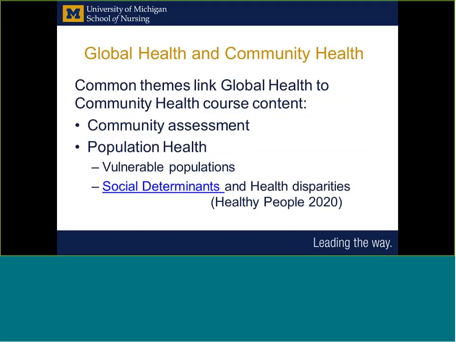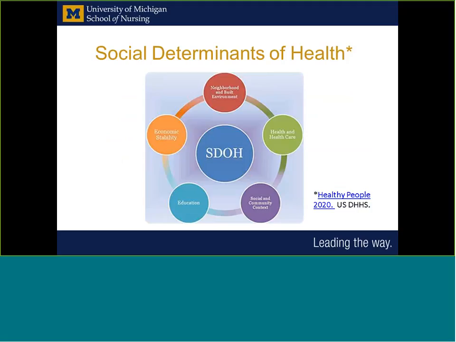There are some common themes that link global health to community health very strongly. One is community assessment. We teach our students how to assess a community and what kind of impact that has on the community's health. We talk a lot about population health. What are vulnerable populations, and what are social determinants and health disparities. So this is the U.S. depiction of social determinants of health.